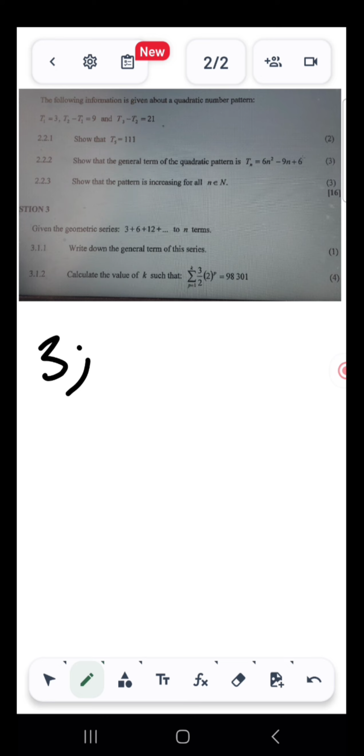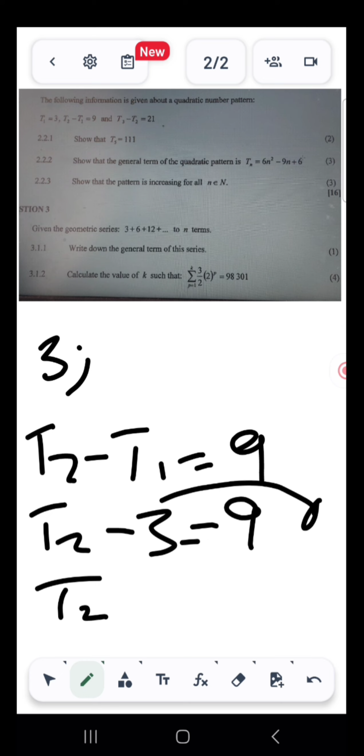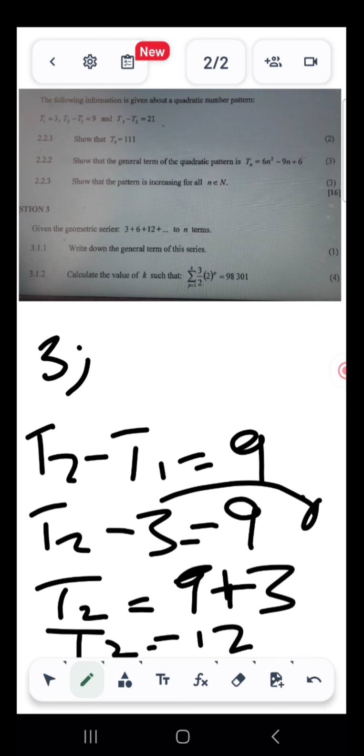And then the second term: T2 minus T1 equals 9. We already have T1, so to calculate T2, T2 minus 3 equals 9. Then we transpose the minus 3, and it will be 9 plus 3, meaning that T2 will be equal to 12. Right? So you have your T2, the second term, which is 12.